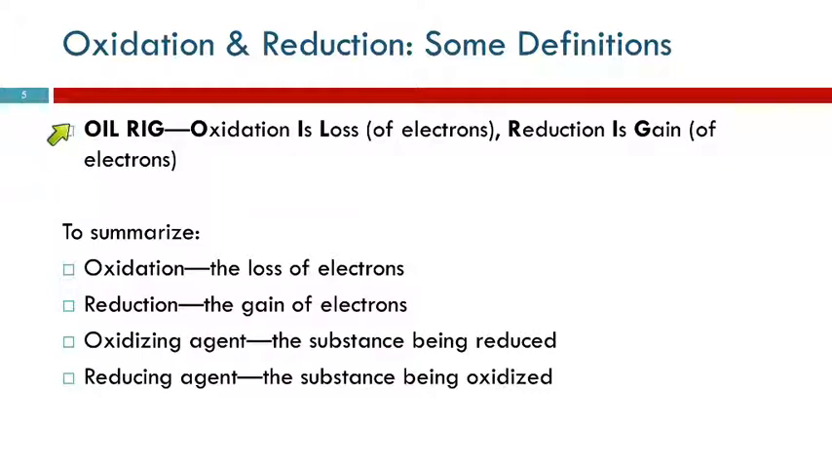So to review this definition, OIL RIG, oxidation is loss of electrons, reduction is gain of electrons. The oxidizing agent is the substance that's being reduced. The oxidizing agent causes the other thing to be oxidized. The reducing agent is the substance that's being oxidized. It causes something else to be reduced. It's an agent for the reduction of something else. Any questions?